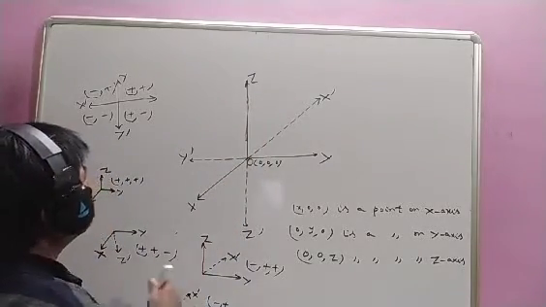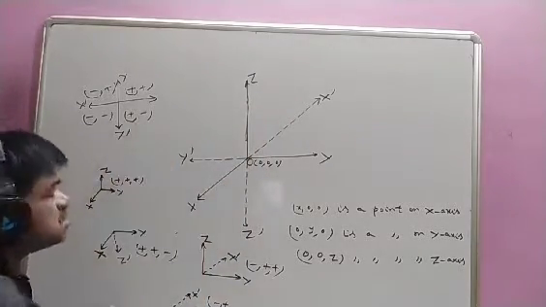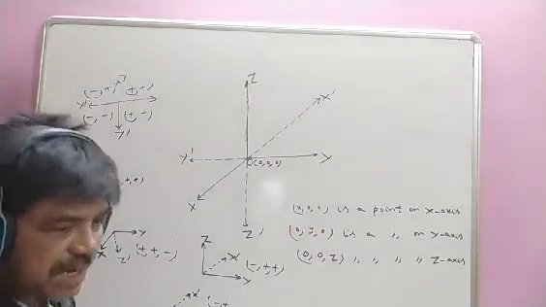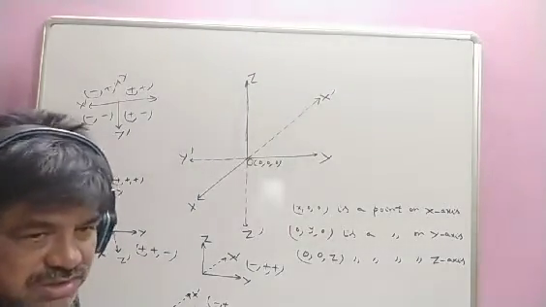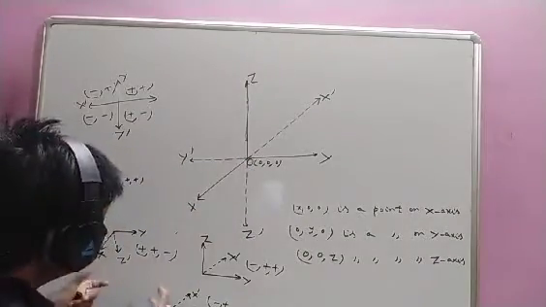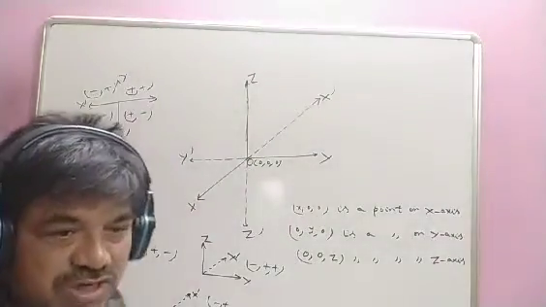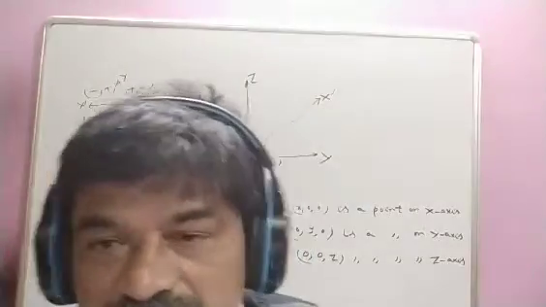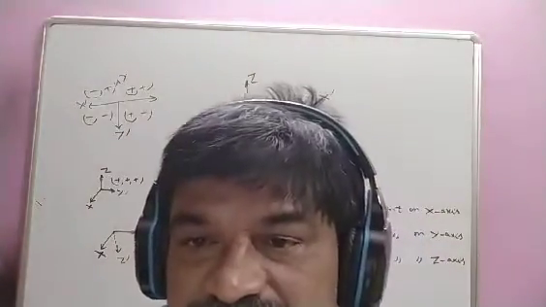Then below that, the sign of the octant is what? Plus minus minus. So like that you can draw all the 8 octants. Here I have shown 4 octants, so those 4 octants you can draw. Everybody clear? Not clear? How to draw the 8 octants?